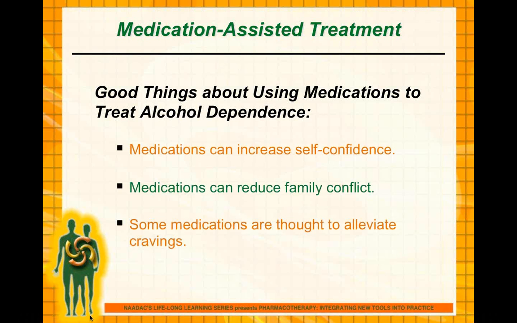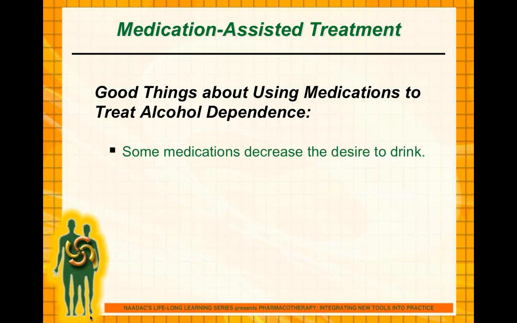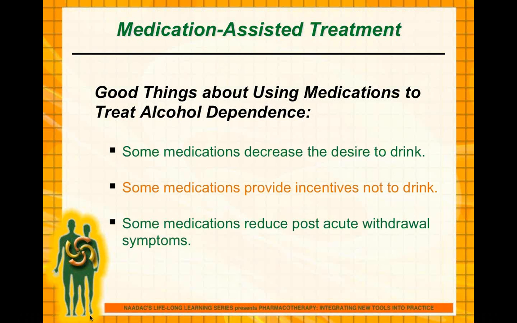And medications are thought to alleviate cravings. We'll talk about which medications those are. Two of the medications block the effects of alcohol. Some of the medications decrease the desire to drink. Some medications provide incentives not to drink. We'll talk about which ones those are. And some medications reduce the post-acute withdrawal symptoms. I'll tell you which one that is.